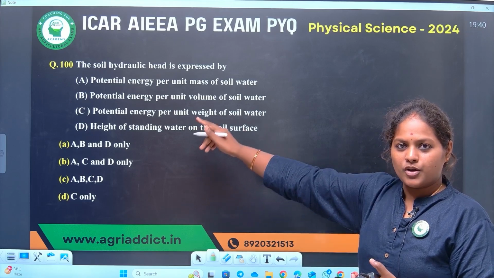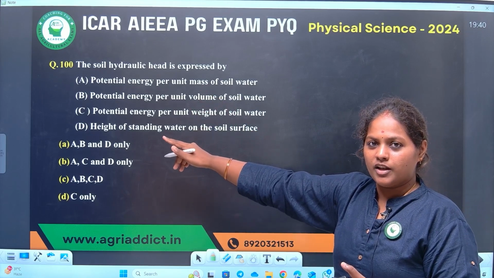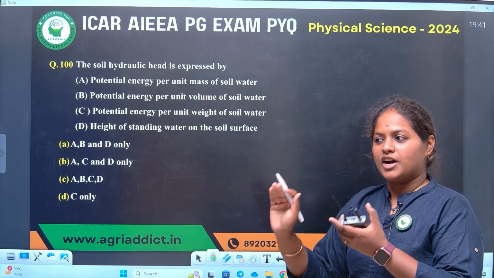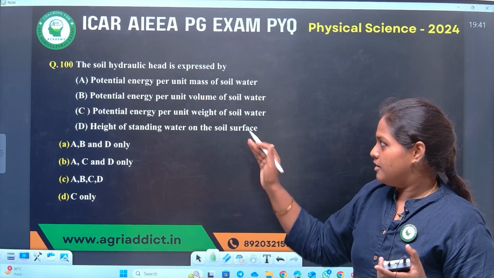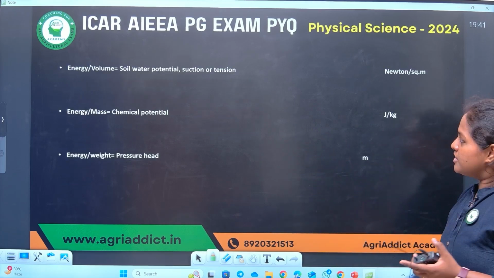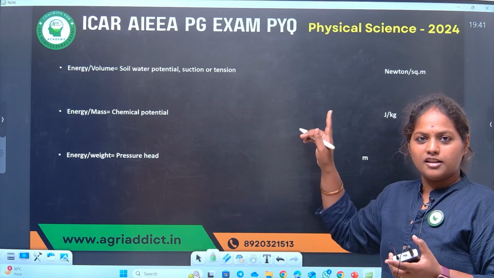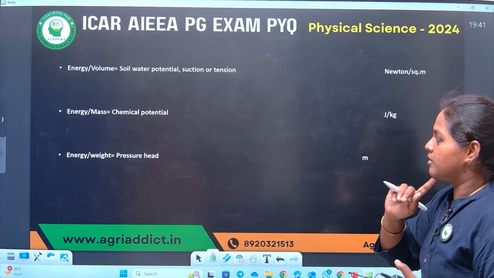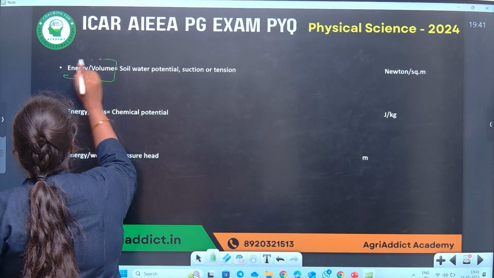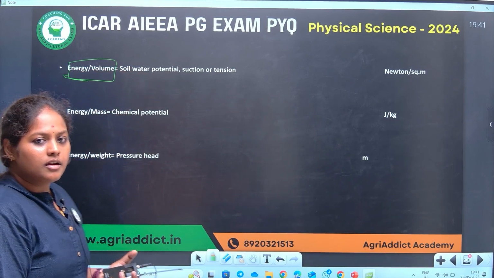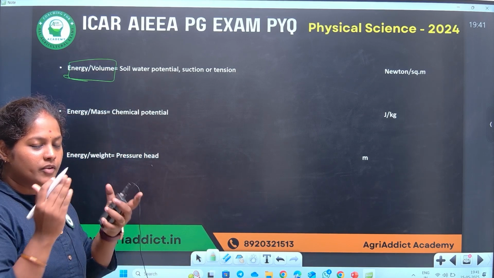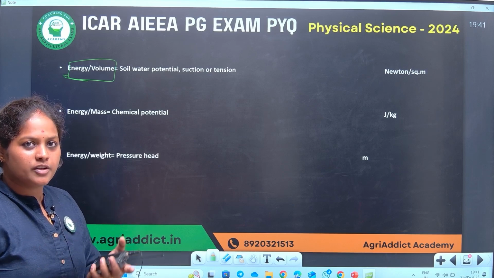I am going to tell you now the trick to remember the whole table. If you know the fundamental formulas of pressure and mass, weight and length, we will see those conversions now, then we will come to this question. This is the table that you will see in the IEEE textbook in the soil water concept. See, energy per volume. How are you going to derive the units for energy per volume? What I said before, remember the energy formula. Which energy will you remember?